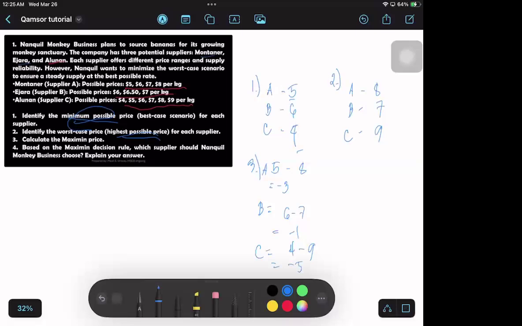So for number 4, based on the maximum decision rule, which supplier should be chosen, and explain your answer. For this one right now, since our results are -3, -1, and -5, we can choose -1 because we are maximizing the minimum possible payoff. -1 is better since it is higher. So -1 is the better approach. So that's the answer for this one. Thank you so much.